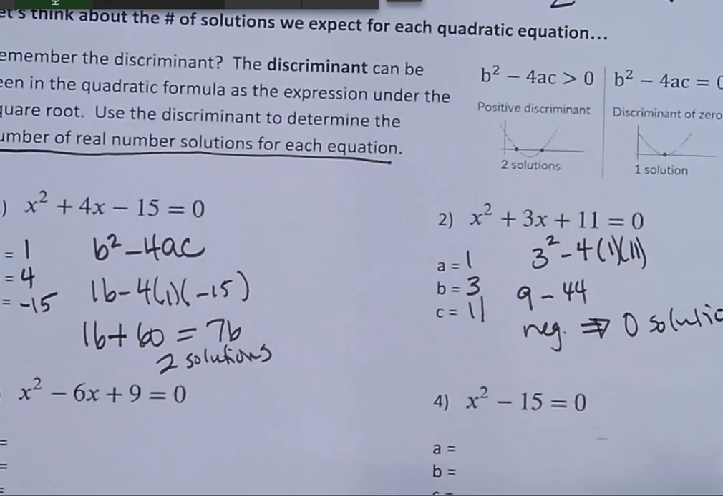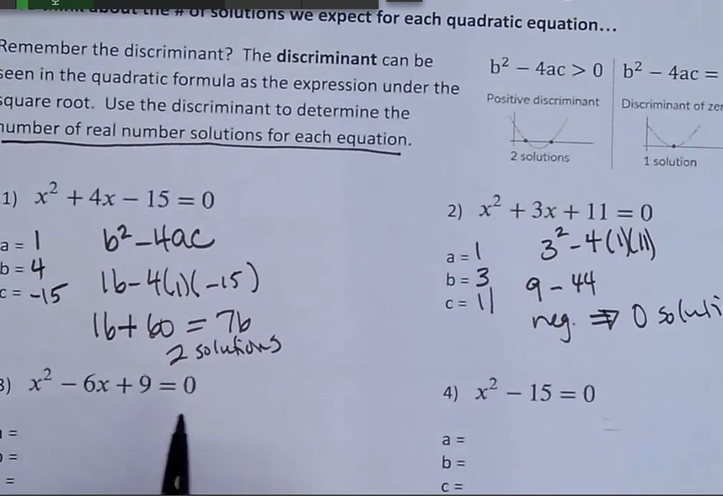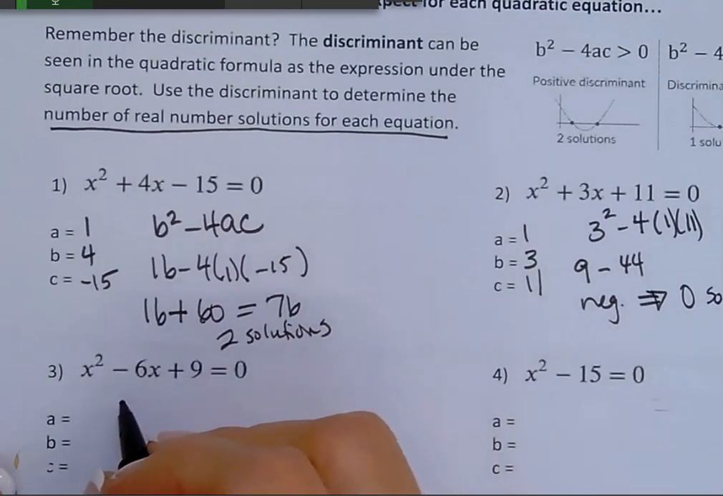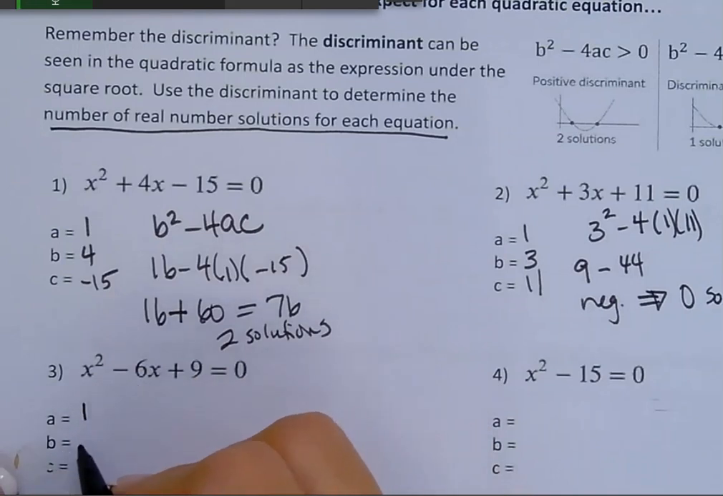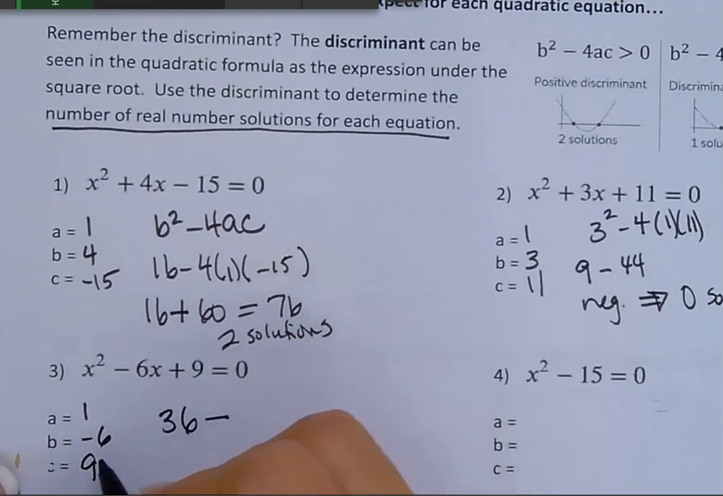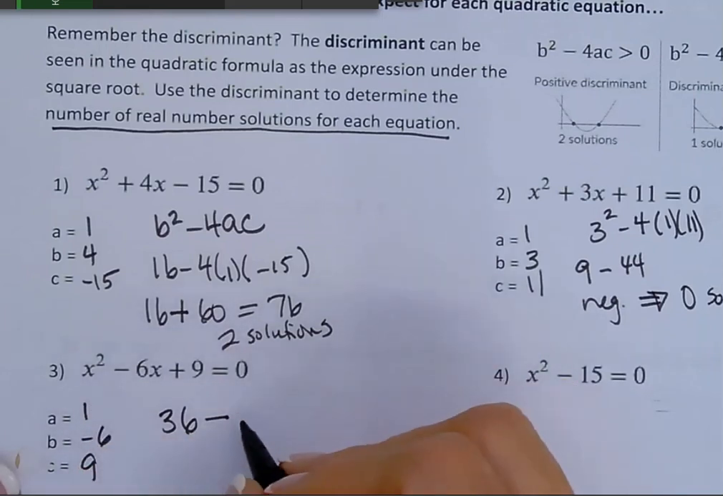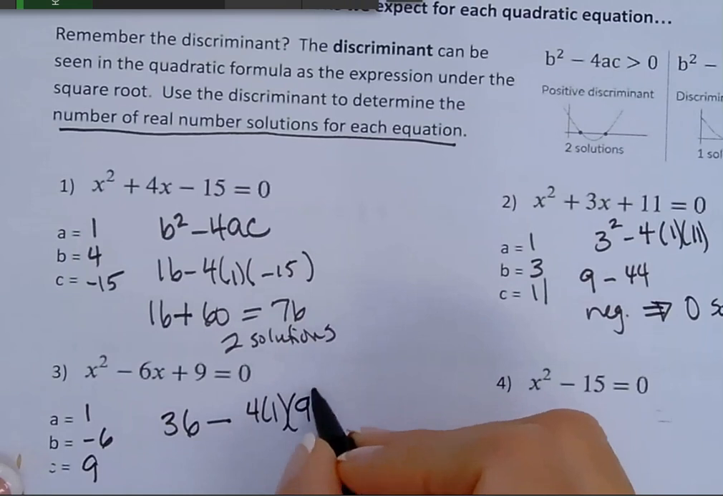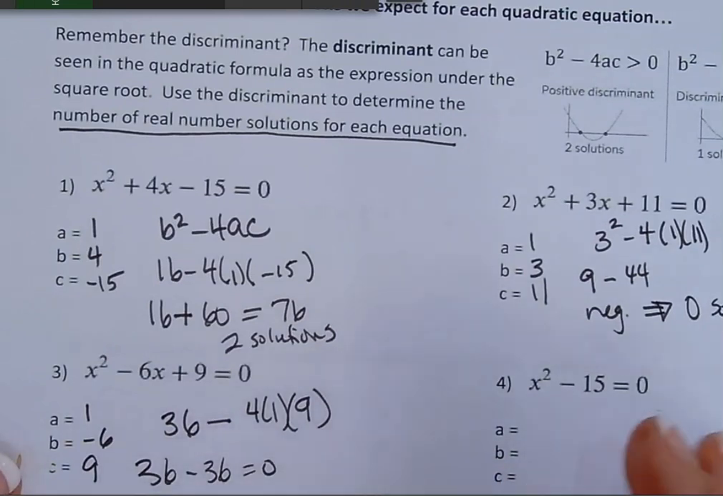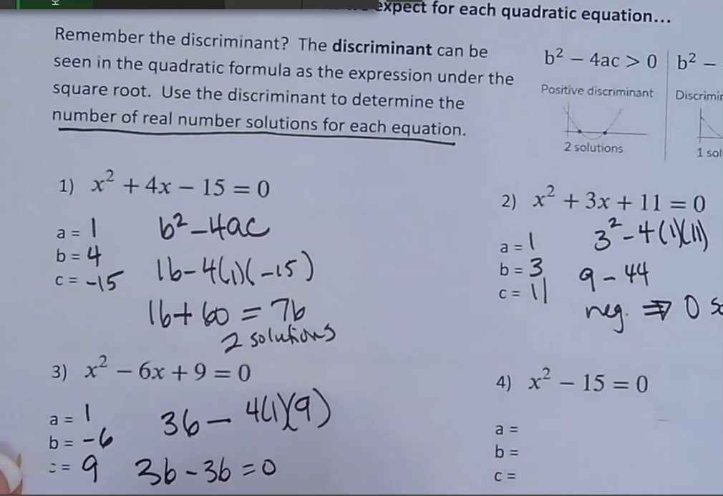Okay, 2 more on this page, and we might need a break. X squared minus 6x plus 9. I feel like I could factor that right now, but I'm just thinking about the discriminant. So a is 1, b is negative 6, c is 9. B squared is going to be 36 minus 4 times a times c. Well, that's 4 times 1 times 9. So I get 36 minus 36 equals 0. So my discriminant gives me 0 as my answer. But I know that that means there's exactly one solution.